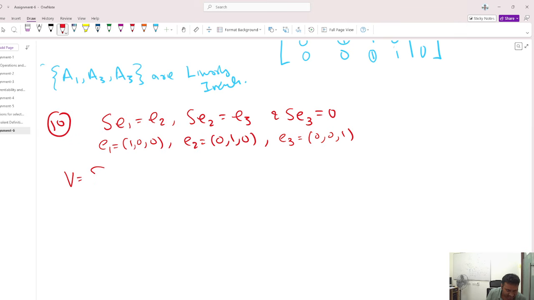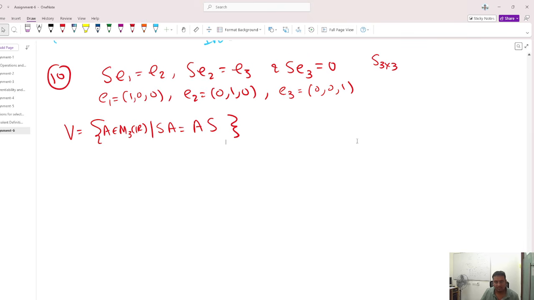Now you have a set, I mean a vector space, all A such that you have to multiply SA with AS. So now this is what you have. S has to be a 3 cross 3 matrix in M3R. This is what is given to you. So what you have to do is find a basis and dimension, and first of all, prove this is a vector space.